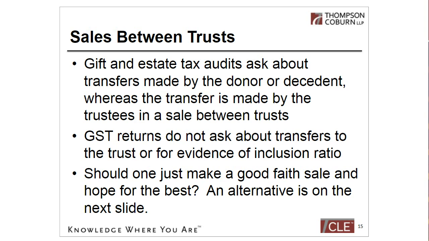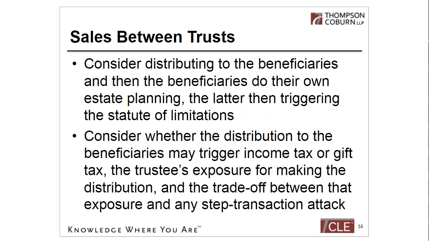So alternatively, maybe consider distributing to the beneficiaries and then the beneficiaries do their own estate planning. And then their own estate planning would trigger the statute of limitations. Now, what about the distribution to beneficiaries? Well, does the trust agreement authorize the distribution to beneficiaries? Is it just for ascertainable standards? Or is it for any reason whatsoever, like welfare or best interest or something like that? If it is the latter, then maybe it's fine. Just do the distribution.